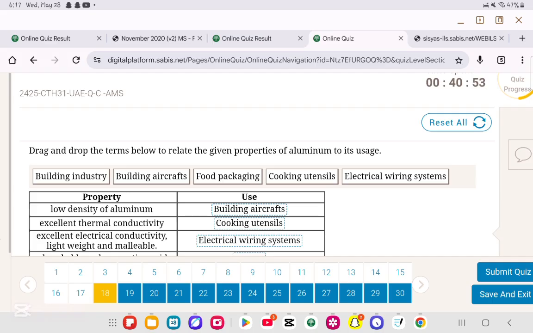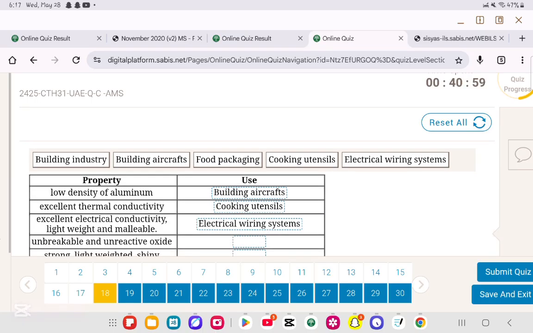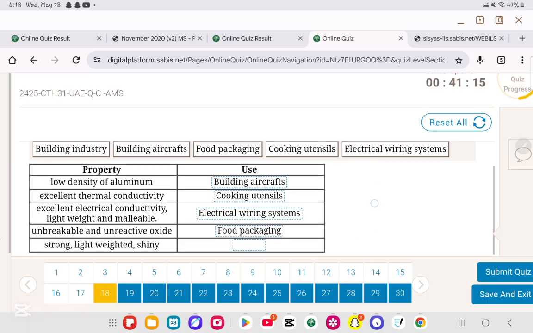And their wires, they need to conduct electricity. We move on to the next one, which is unbreakable and unreactive oxide. So this for sure is in food packaging, because if it's unbreakable, we need to protect the food, and unreactive, meaning it will not react and cause any corrosion to enter the food and contaminate it.